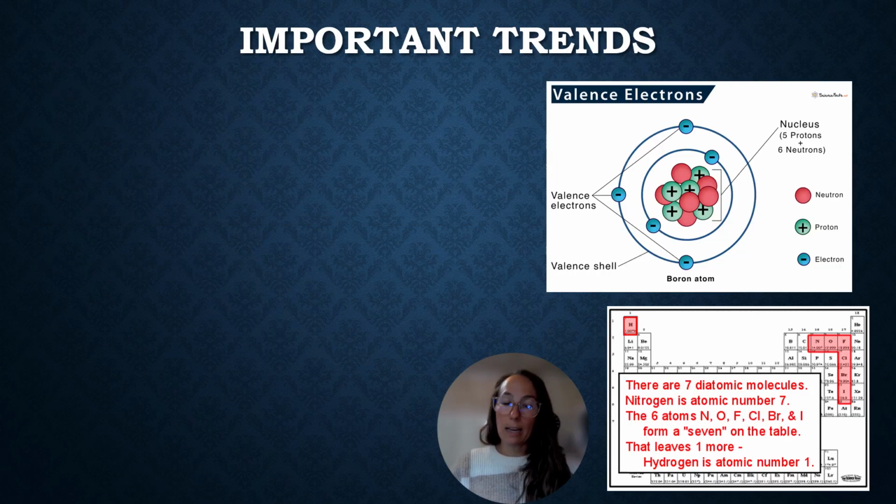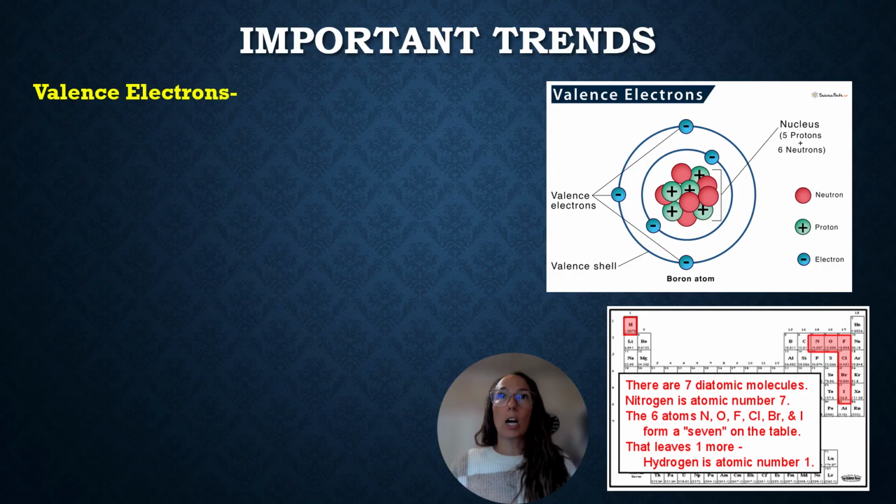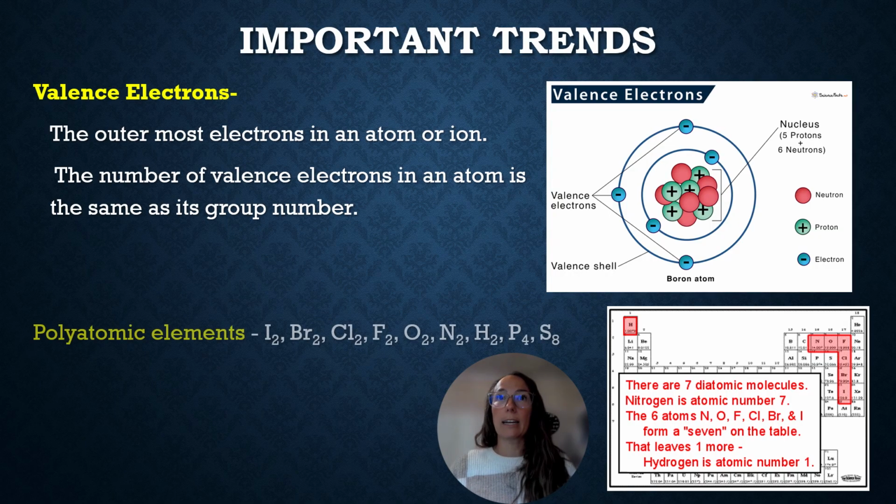Okay, so Mendeleev, who we talked about as the father of the periodic table, noticed there were trends, and that's how he arranged the periodic table. Those trends still exist. So we're going to talk about some trends in valence electrons and polyatomic elements. We already talked about trends in reactivity, right? Going down for metals, going up for nonmetals.